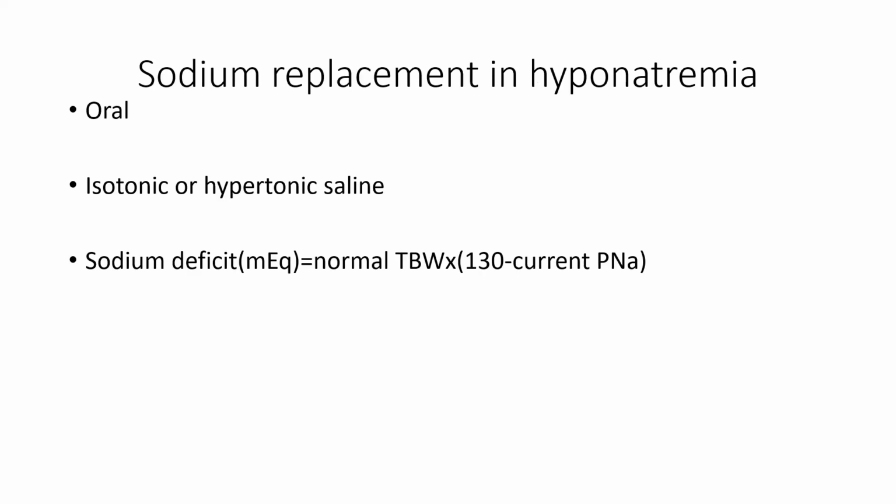How to replace sodium in hyponatremia? ممكن يكون orally, maybe isotonic or hypertonic saline, and calculate the sodium deficit equal normal total body water times 130 minus current plasma sodium. ونلاحظ هنا استخدام ال 130. So the aim of the correction is to reach 130 only.